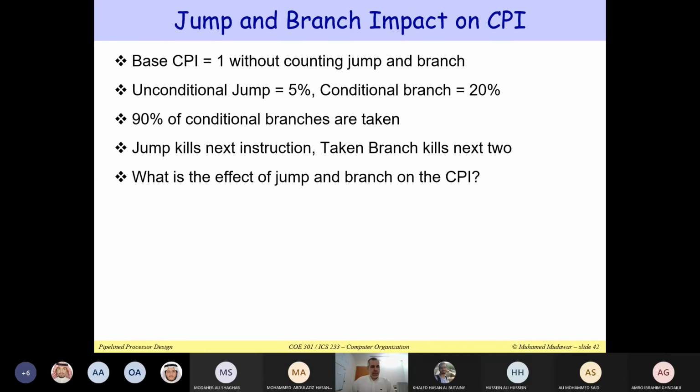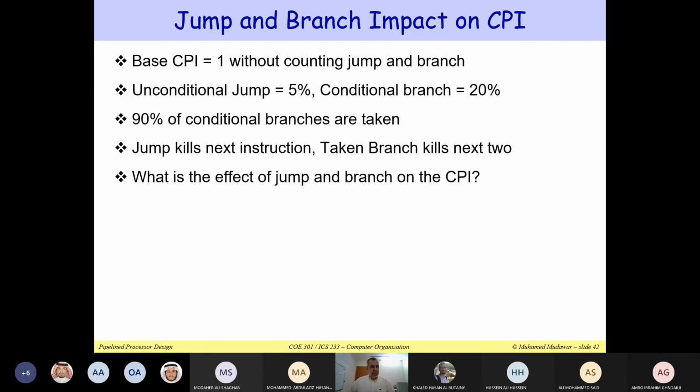The assumption here is that the jump is going to kill the next instruction, which means that it has a delay of 1. That's the meaning of the first part, as we have seen in the simple 5-stage pipeline. And in the case of the branch, it has a delay of 2 cycles, which means that if you have a branch which is taken, then it will delay it by 2 cycles. So the branch, if it is taken, is going to kill the next 2 instructions because it has a delay of 2 cycles.